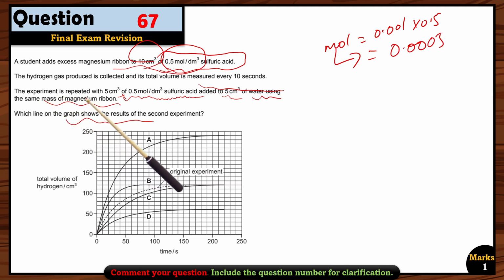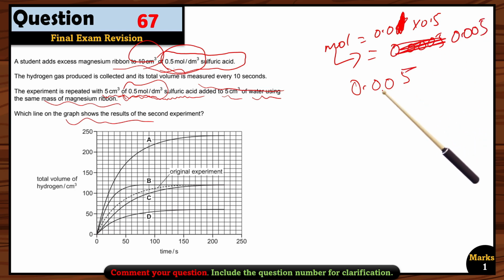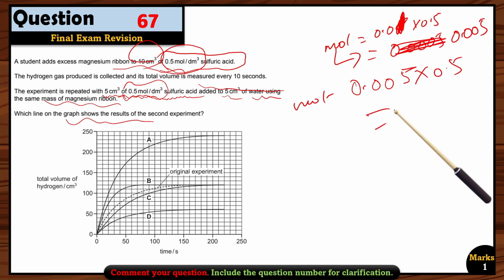Then the experiment is repeated again with 5 cm³ of 0.5 mol/dm³. So how much is this one now? 5 cm³ is 0.005 dm³. Multiplying by 0.5, you are going to get 0.0025 moles.